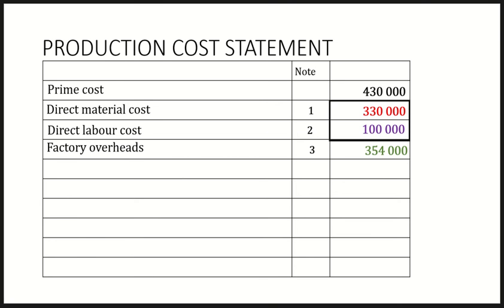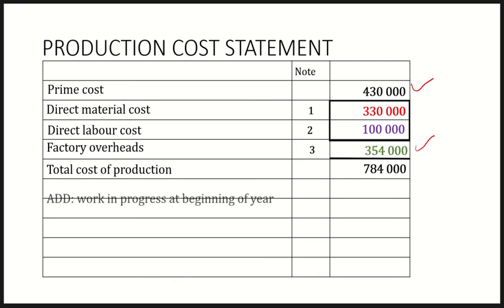When you add prime cost and factory overheads, do you still remember what you get? We did it right at the beginning. It's not total material cost, it's manufacturing cost. Yes, that will be your total manufacturing cost, which is just total cost of production, and that will be 784,000. But there's more, right? Yes.